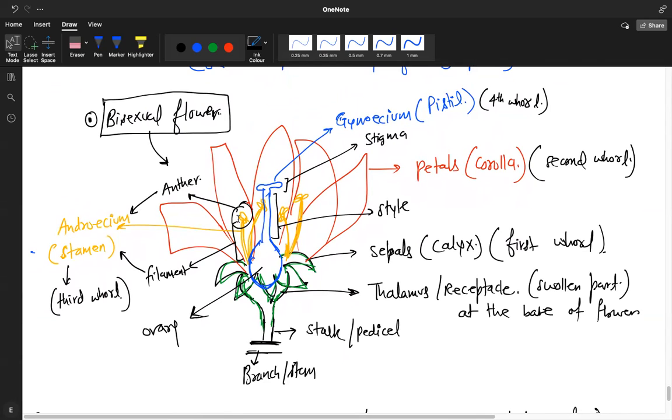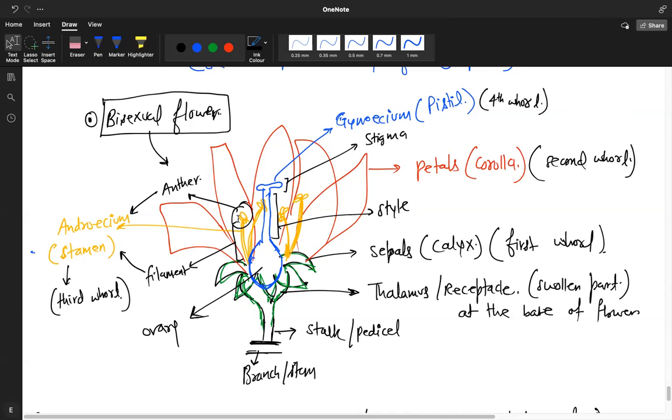You remember we did that? The first whorl is sepals or calyx. The second is petals or corolla. The third is androecium, and the fourth, the innermost whorl, is pistil. And then keep talking about that.